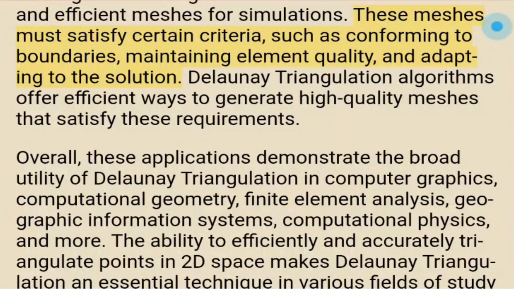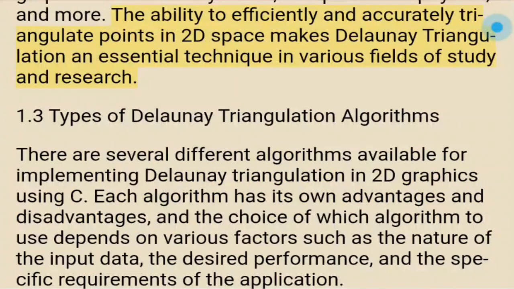These meshes must satisfy certain criteria, such as conforming to boundaries, maintaining element quality, and adapting to the solution. Delaunay triangulation algorithms offer efficient ways to generate high-quality meshes that satisfy these requirements. Overall, these applications demonstrate the broad utility of Delaunay triangulation in computer graphics, computational geometry, finite element analysis, geographic information systems, computational physics, and more. The ability to efficiently and accurately triangulate points in 2D space makes Delaunay triangulation an essential technique in various fields of study and research.